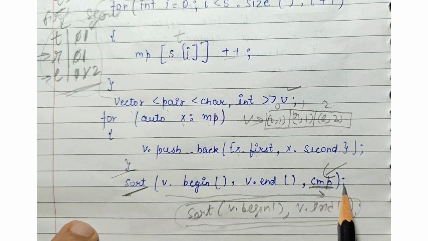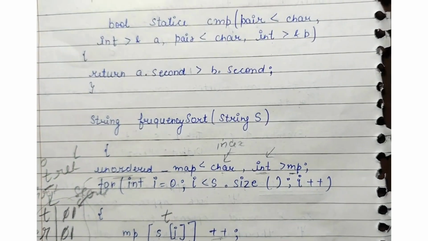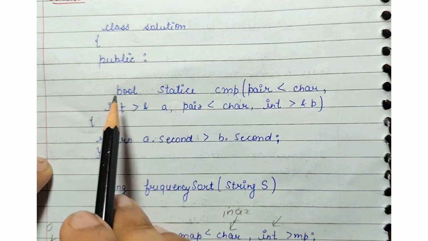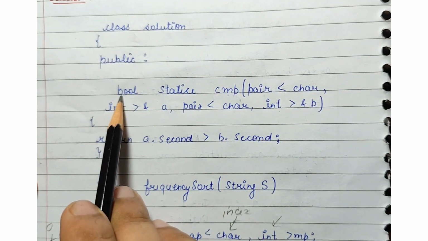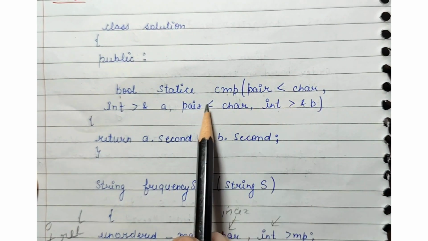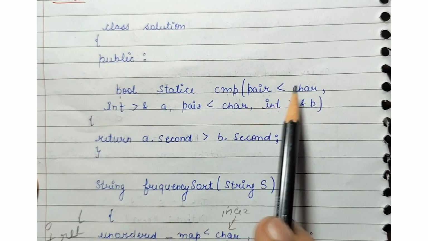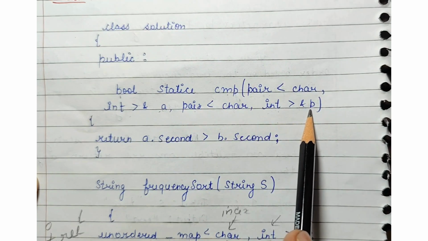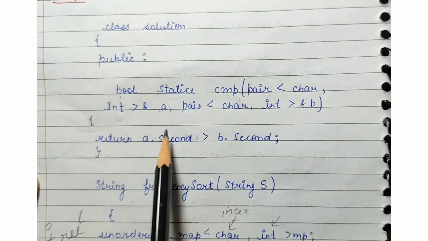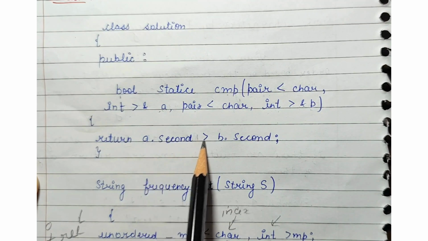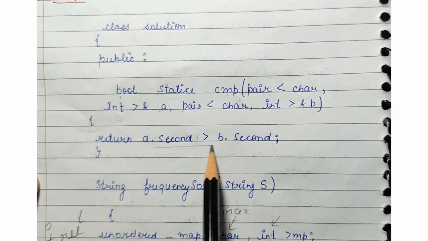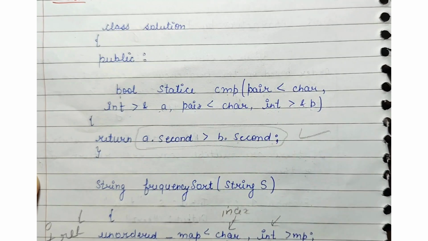Now I define this comparator function. In the starting I create this comparator function. This comparator function will return true or false, and I pass 2 pairs as arguments. So I write pair char comma int; a is my first argument, b is my second argument. It returns true if a dot second is greater than b dot second, otherwise it returns false. So according to this condition, elements are sorted in decreasing order.